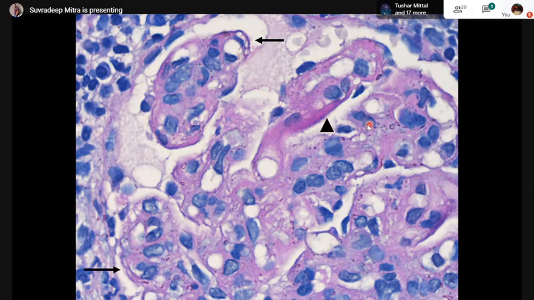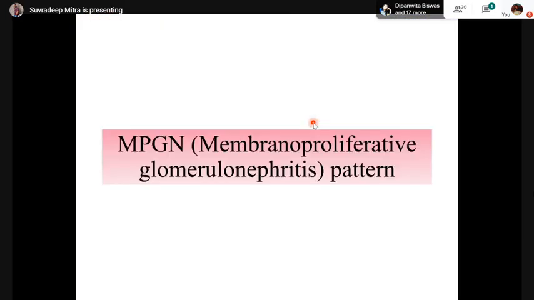And also this is the PAS positive material which is deposited in the glomerular basement membrane. So obviously this is the kind of deposits which has occurred in the glomerular basement membrane. So with this kind of morphology, you see that there is proliferation, which is mesangial as well as endocapillary, and the membrane is also thickened and showing split. So this is called a membranoproliferative glomerulonephritis pattern or MPGN pattern.